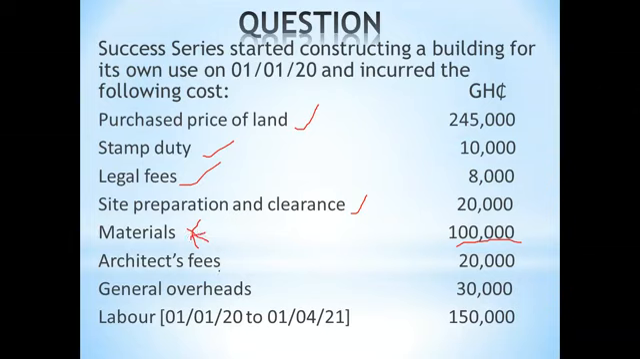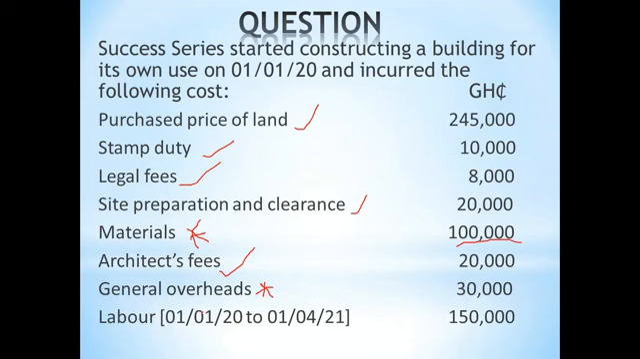Now let's look at architecture fees. Your architecture fees here are professional fees, so we have to include them. What about general overheads? Overheads are basically indirect costs, and you see the name is general, so it means it cannot be attributable to a particular item. So this one we have to exclude. We are not going to bring in the general overheads.